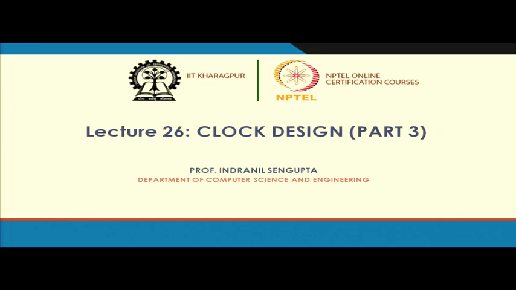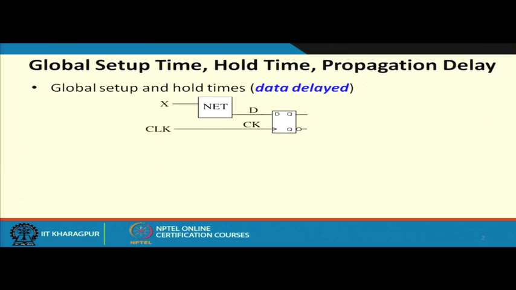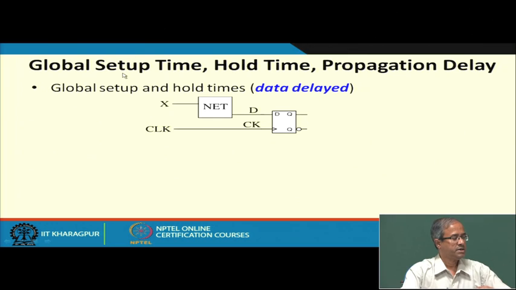So, to continue with our discussion, we were discussing various scenarios where one flip flop is driving another flip flop through some intermediate combinational circuitry, and how the setup and hold time, propagation delays and other delays affect the maximum frequency of operation of the circuit. Okay. So, we continue our discussion in that line. We look at global setup time, hold time and propagation delay to start with.